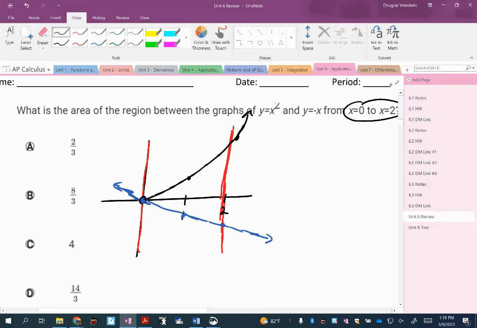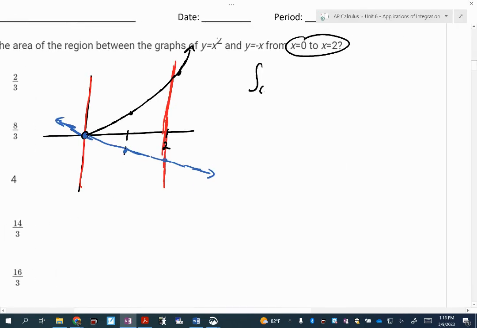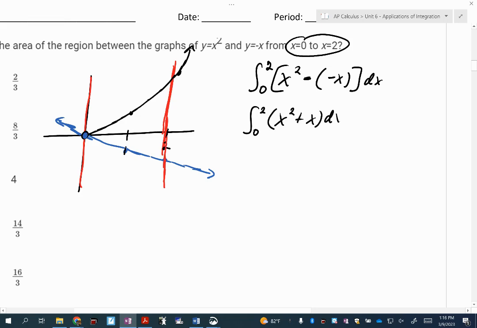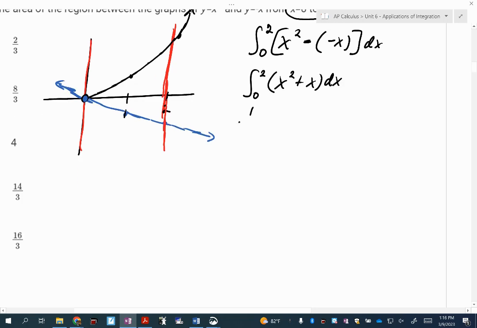So when I set up my integral, I'm just going to go 0 to 2 of the curve, so x squared minus negative x, all of that dx. Clean it up a little bit. So x squared plus x. All right, let's do the antiderivative. That's going to be 1/3 x cubed plus 1/2 x squared evaluated at 2 and 0.